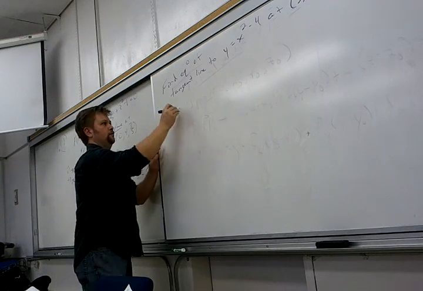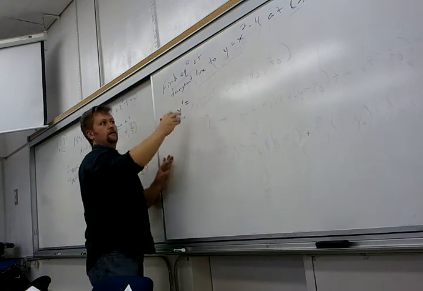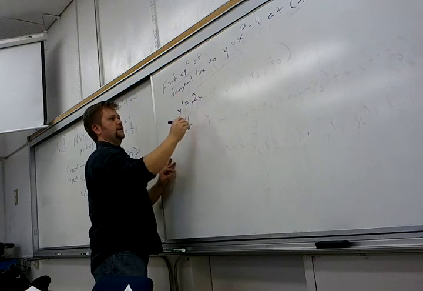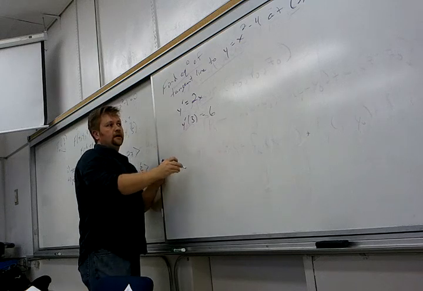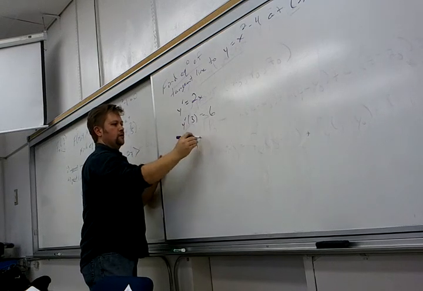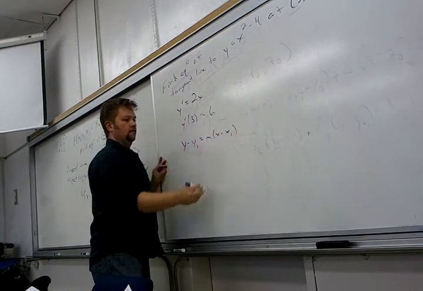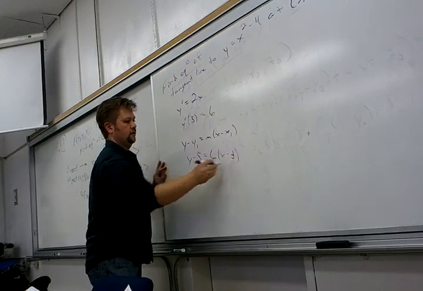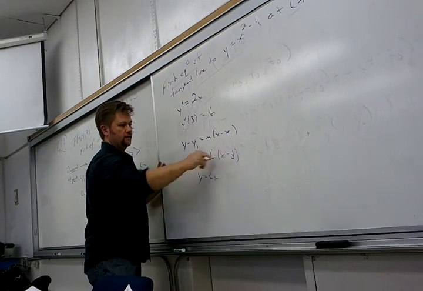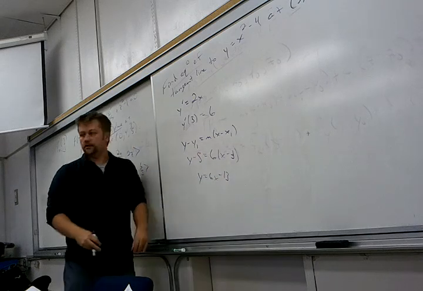Take the derivative, so y prime is 2x. So y prime at 3 is 6. And then if you want to, you could do y minus y1. So you get y minus 5 equals 6 times x minus 3. Y equals 6x minus 18 plus 5, so minus 13.